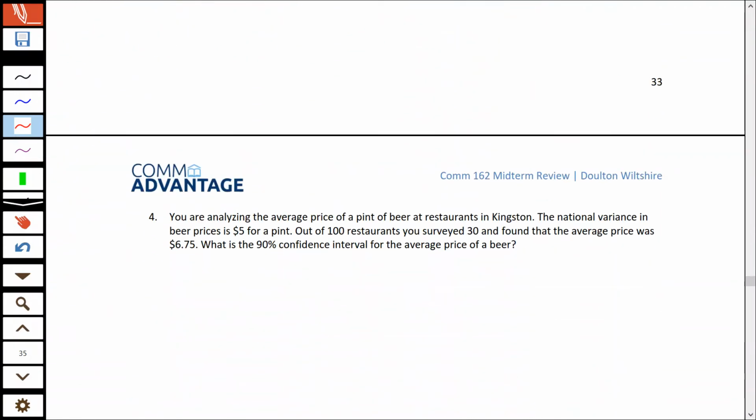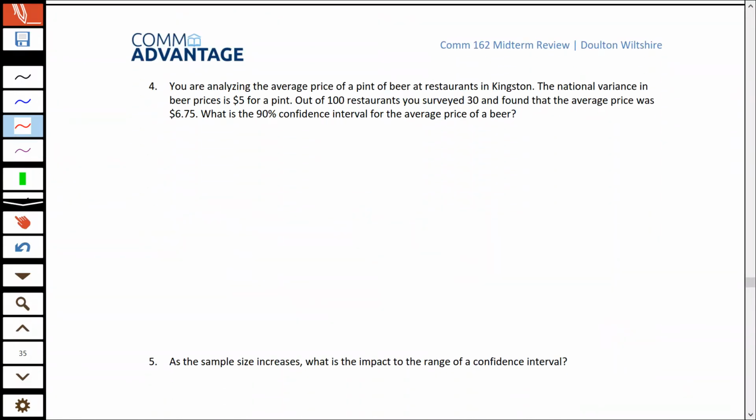We look at the next question here. It says you're analyzing the average price of a pint of beer at restaurants in Kingston. The national variance in beer prices was $5 for a pint. So this has given us the variance, which is sigma squared of 5. You want to make sure that you're not going to use that variance when you go to do your calculations, because we are always interested in getting the standard deviation. And standard deviation is just the square root of our variance.